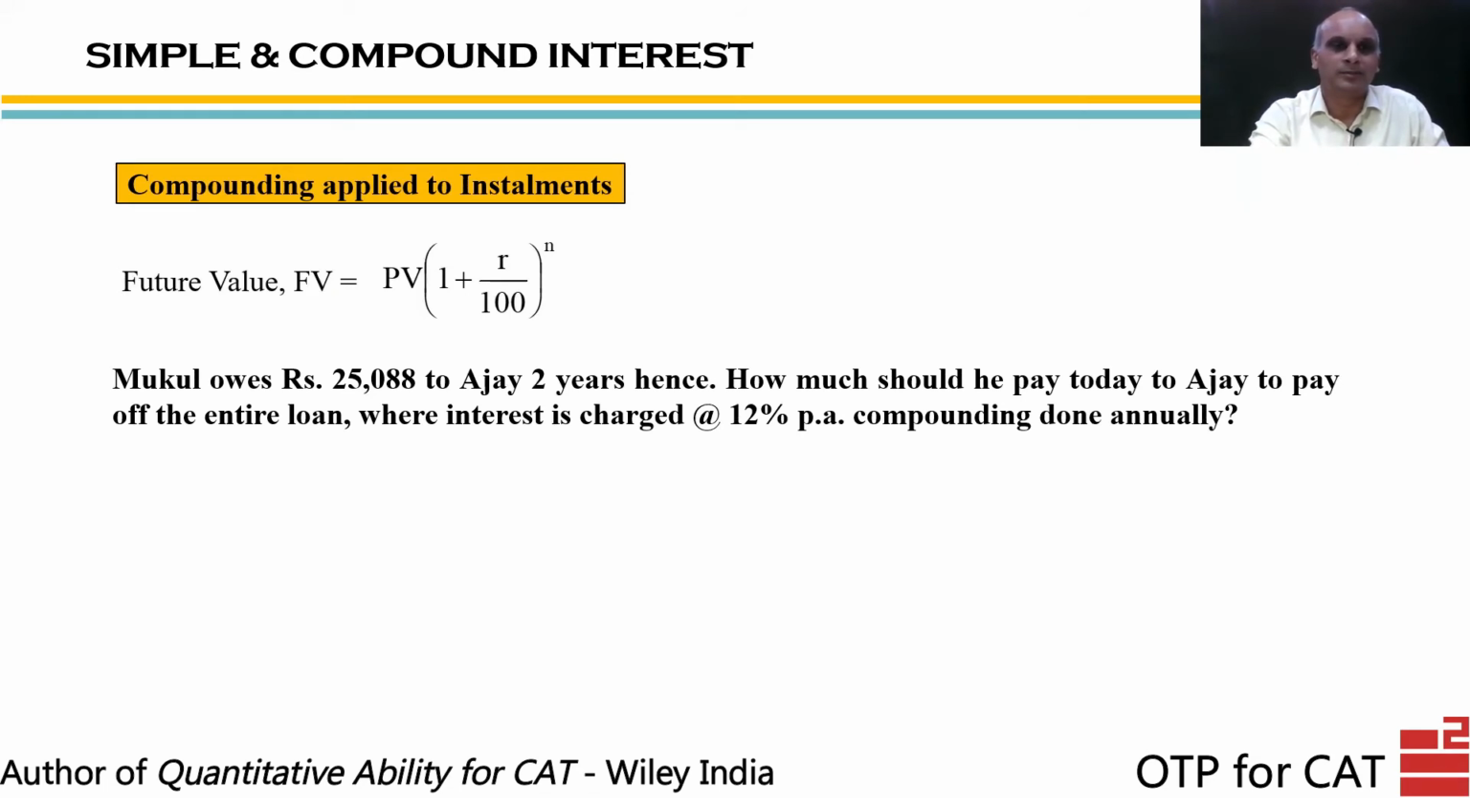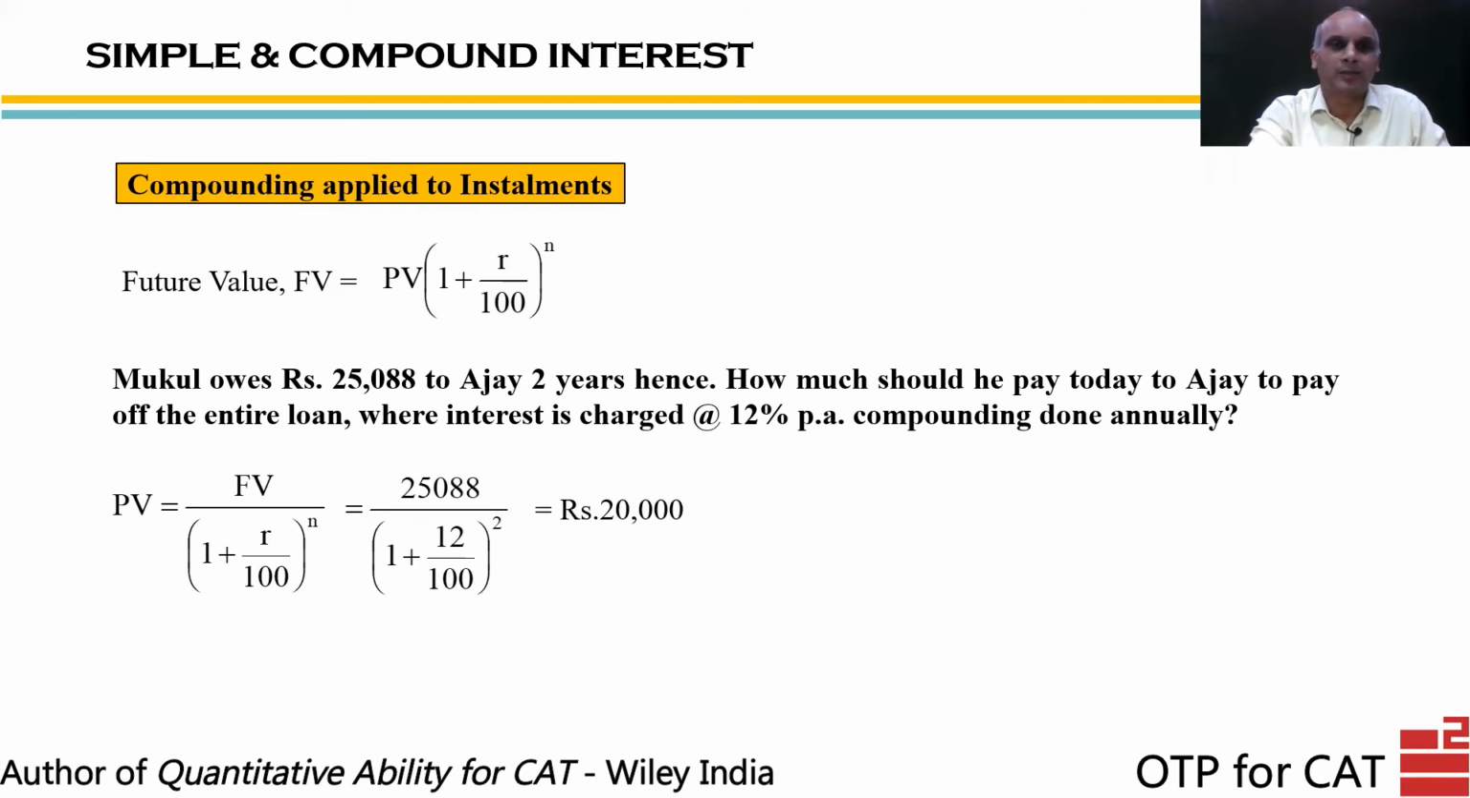Read this question. Mukul owes so much money to Ajay 2 years hence. So first of all, let's see what's the meaning of 2 years hence. 2 years hence means 2 years in future. So this money given is future value. And if you have understood the question, he is asking to find the value of present value. So let's apply the formula. We get present value is equal to this. Putting the values, I'll get 20,000 rupees. So if Mukul plans to pay to Ajay today, the money he has to pay today will be less than 25,088 rupees, and that is this value, which is 20,000 rupees.